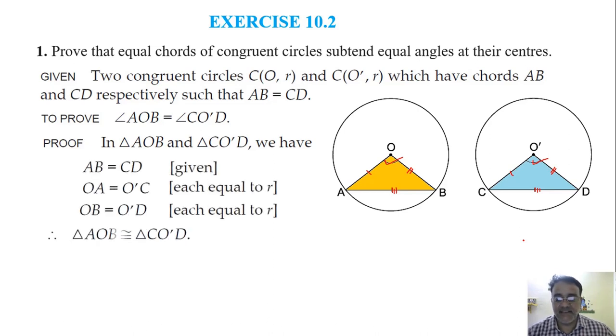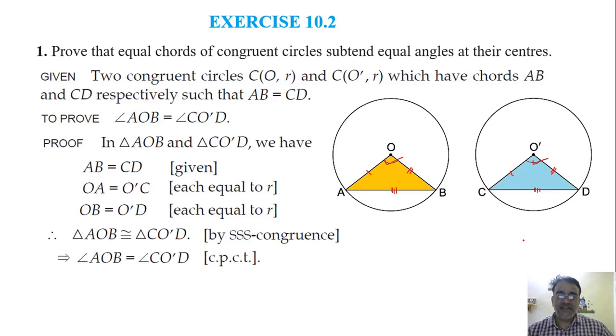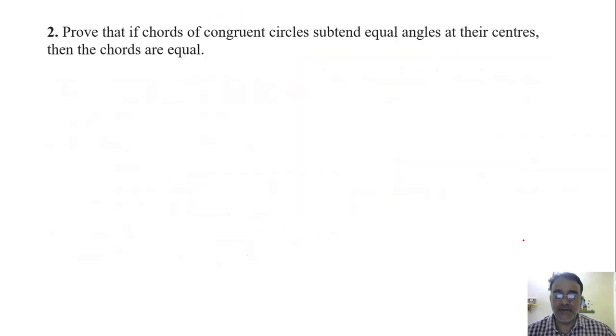Right. SAS criteria. Wait, we are taking all three sides, so where did the angle come from? SSS criteria. Yes, SSS congruence rule. So if these two triangles are congruent, then angle AOB is equal to angle CO'D. Why? CPCT. Right. So this is question number one.